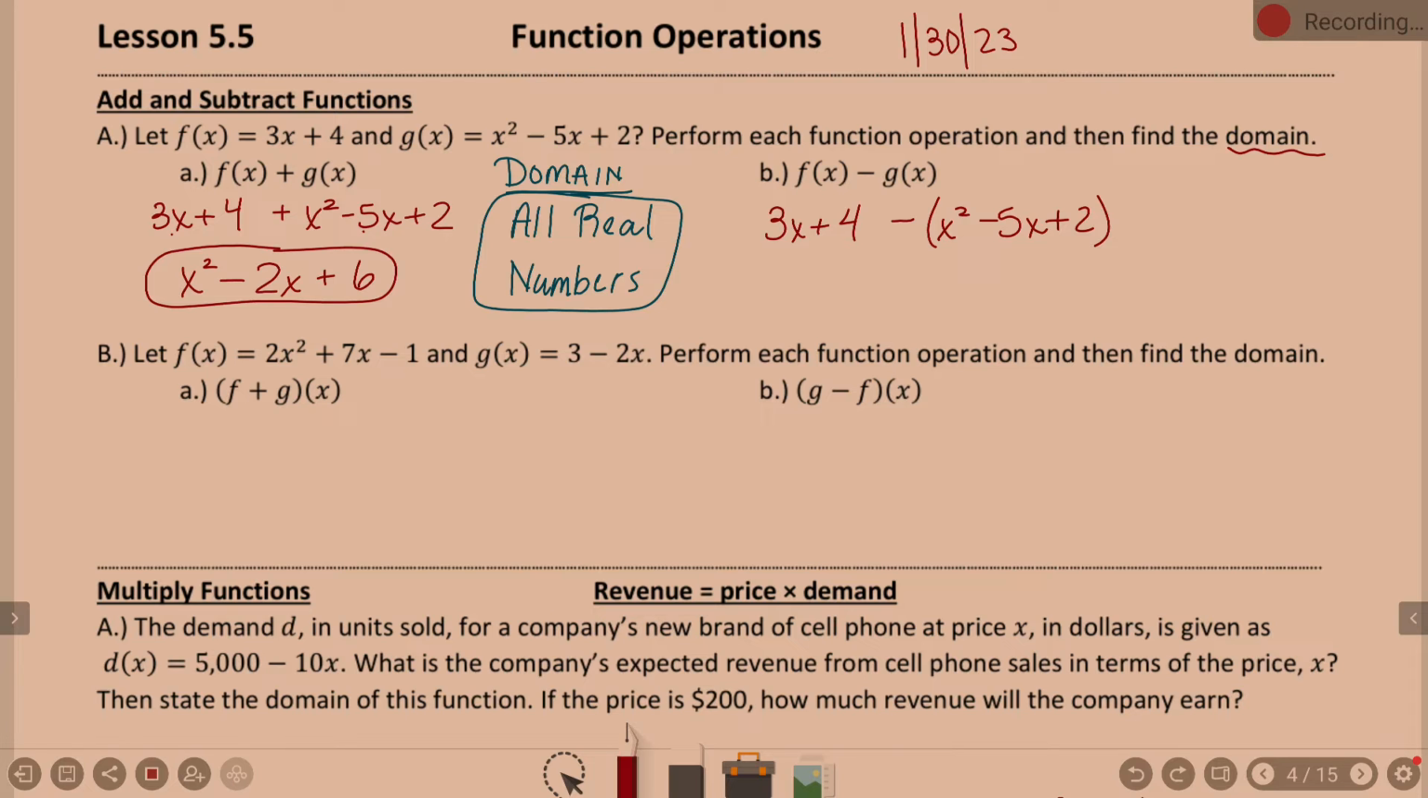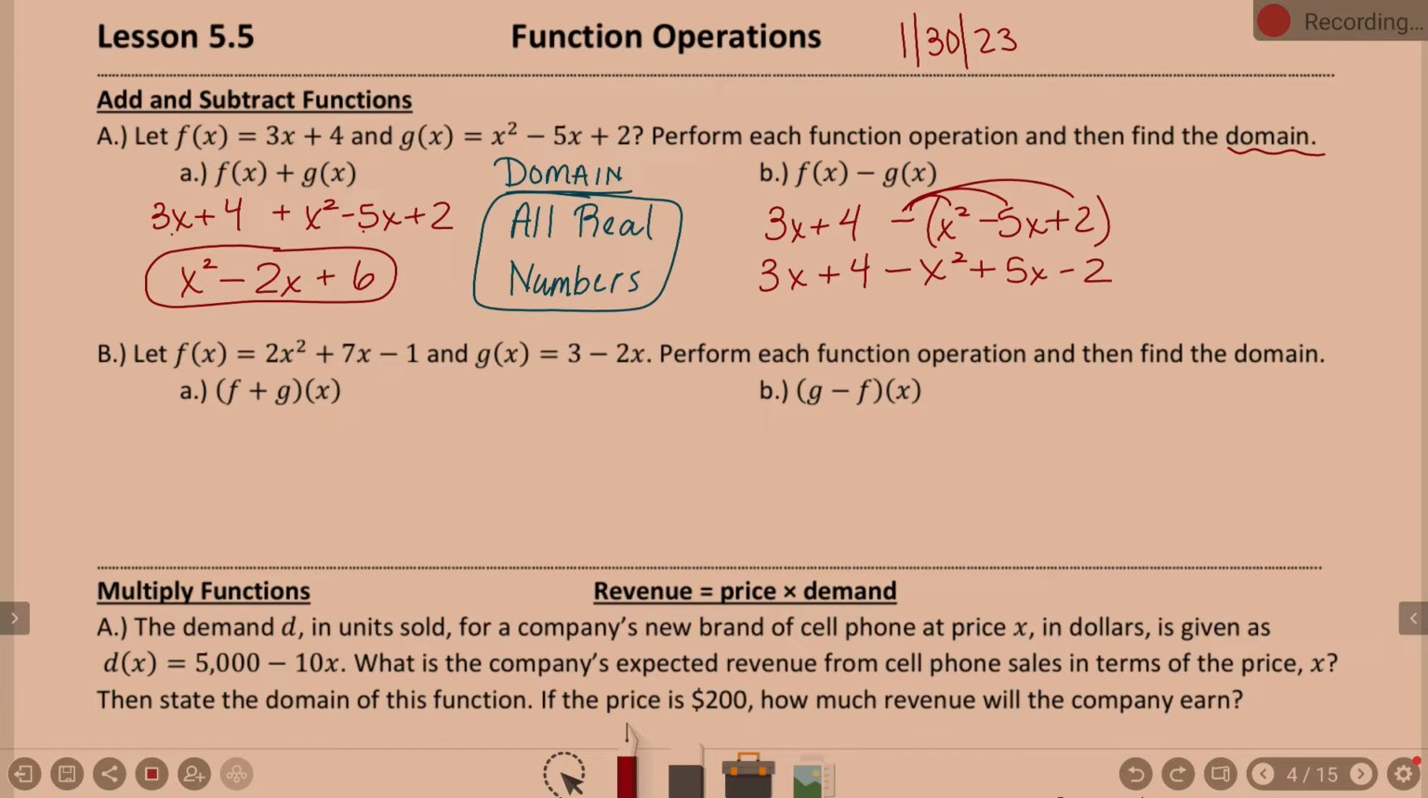Notice, what did I do with g of x, though? I put it in parentheses, right? And that's indicating that I'm subtracting every term. Okay? So be careful there. You can go ahead and do the math, or if we write this out, it's 3x plus 4, and we're going to be subtracting x squared, so minus x squared. We're going to be subtracting negative 5x. What does it mean to subtract negative 5x? We're going to actually be adding 5x. And then, as I said, you think of this as distribute, we're going to be subtracting 2.